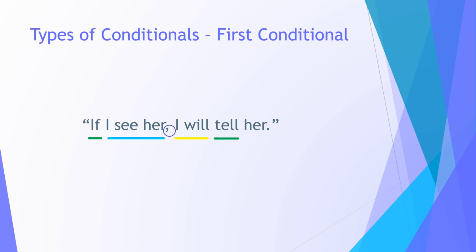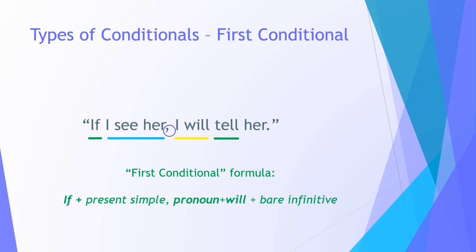And then following that, we've got the rest of the sentence, okay, which is the result of the condition of the first half of the sentence. Again, so the formula for the first conditional will be if plus present simple, and then a comma, followed by a pronoun plus will, and then a bare infinitive. And then you can finish your sentence as you normally would, but you must make sure that you follow this formula for the first conditional.